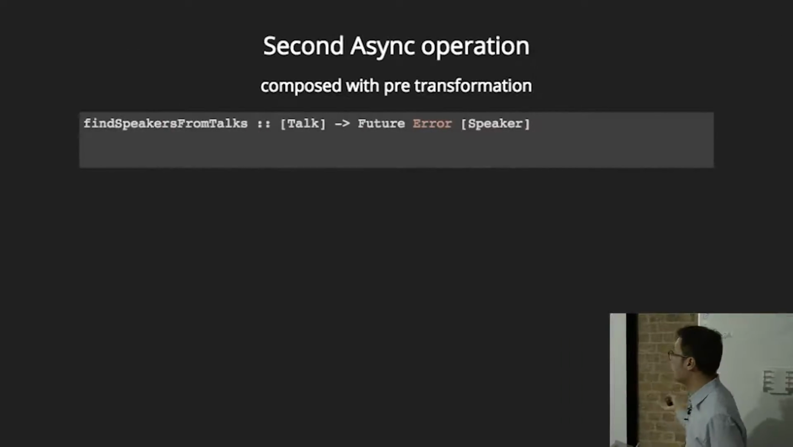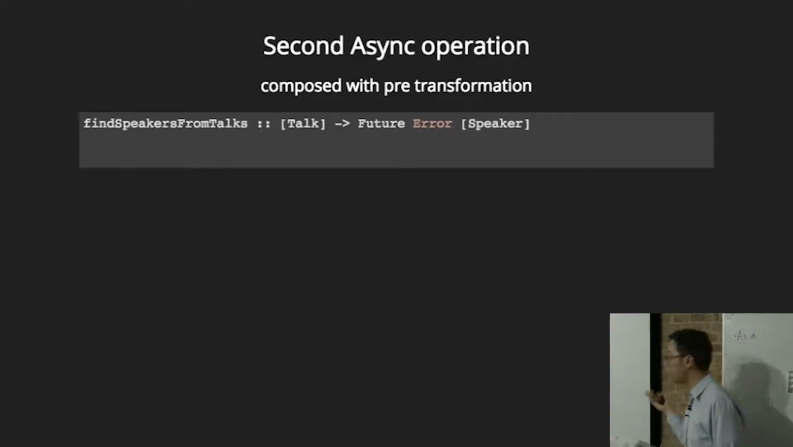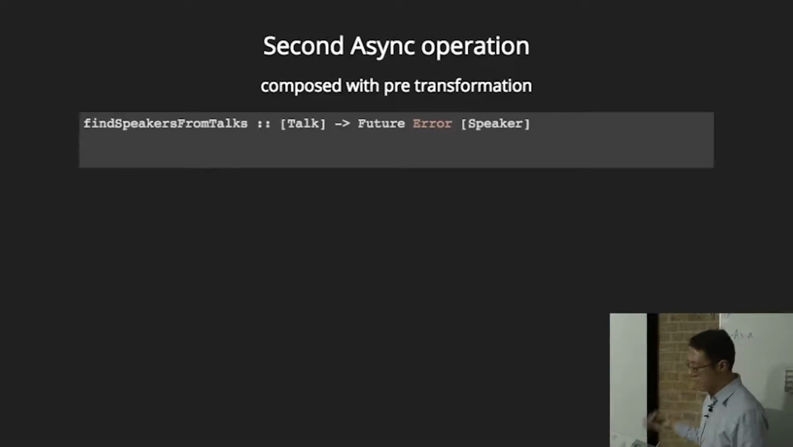And then we have another asynchronous operation. This time it's going to be a pre-transformation. So basically we need to take some data, perform some parsing on it, and then feed that to an asynchronous function to actually get the values that we need. So find speakers from talks basically takes that talk array, does some sort of asynchronous operation, and returns a future type of all the speakers.